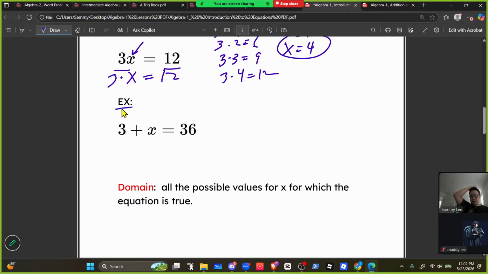What about this one? 3 plus x gives us 36. What do you think x is going to be? 33. Yeah. If adding 3 gives you 36, then you can just count back from 36 3 steps to get 33. Okay? 33 plus 3 is going to give us 36. So x is going to equal 33.